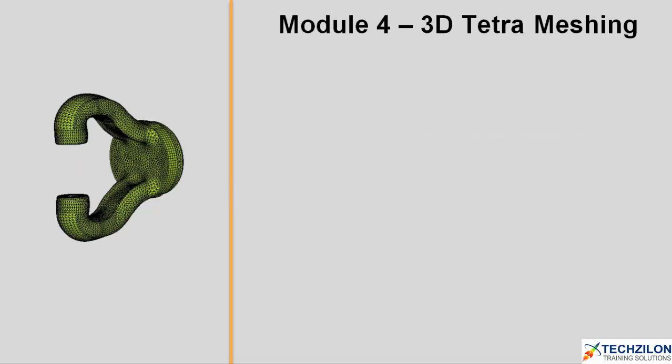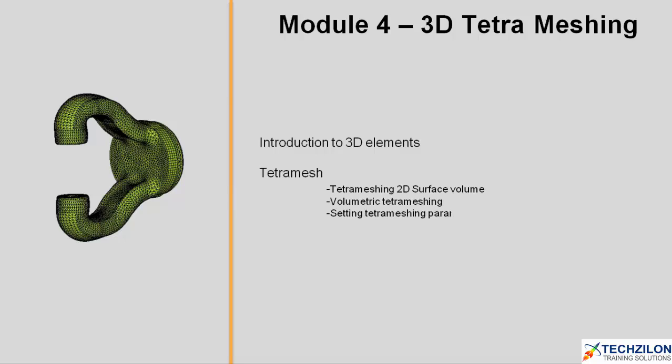In Module 4, you'll be learning 3D Tetra meshing. Here you'll be introduced to 3D elements, and under Tetra meshing, you will learn Tetra meshing of 2D surface volume, volumetric tetra meshing, setting tetra meshing parameters, and refining a tetra mesh.